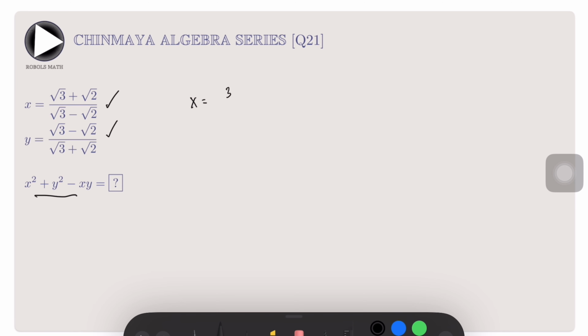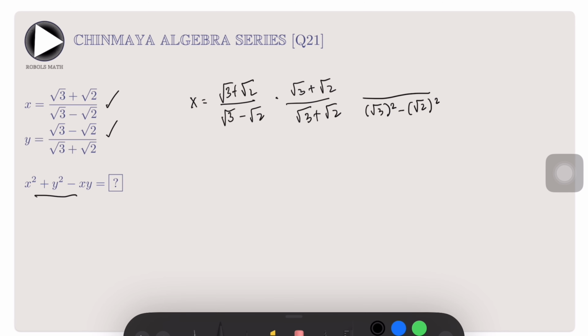We can do this by multiplying the numerator and denominator by the conjugate of the denominator. In this case, that's square root of 3 plus square root of 2. The denominator simplifies to a difference of squares, and that becomes square root of 3 squared minus square root of 2 squared. While the numerator becomes a square of a binomial. We can simplify the numerator using the formula for perfect squares. That's a plus b squared is equal to a squared plus 2ab plus b squared.